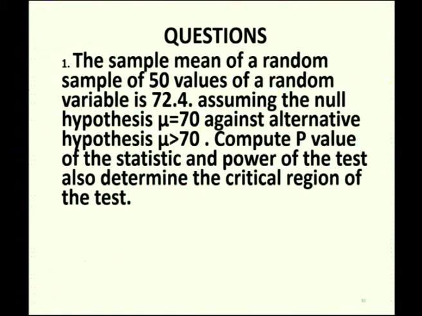Based on the discussion in this session, the following questions may be posed. The sample mean of a random sample of 50 values of a random variable is 72.4. Assuming the null hypothesis mu is equal to 70 against the alternative hypothesis mu greater than 70, compute the p-value of the statistic, the power of the test, and also determine the critical region of the test.